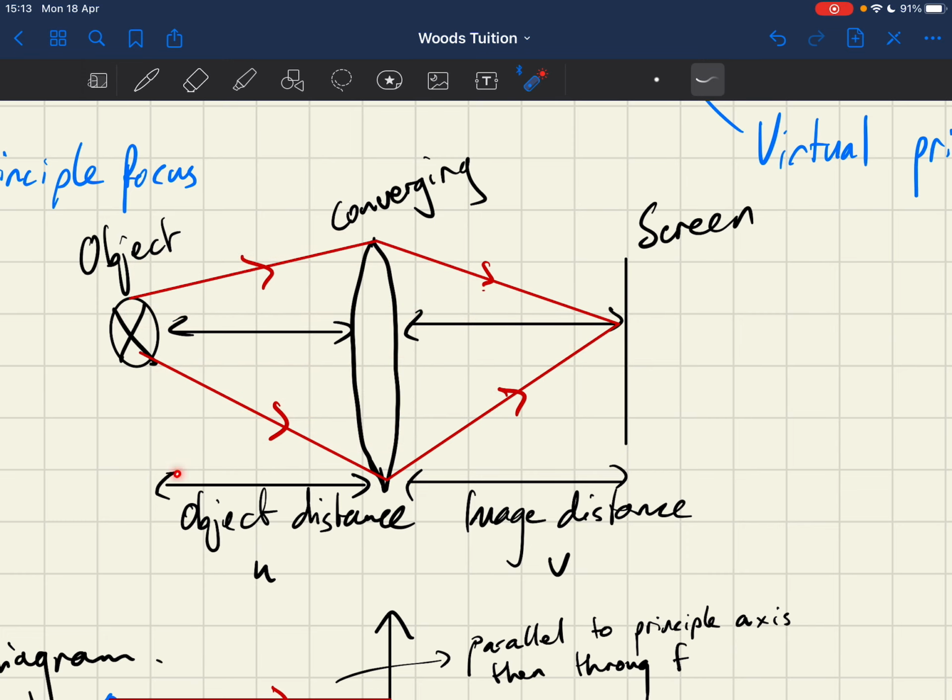Okay, so the distance between the object and the screen is known as U, the object distance, and from the image that will form on the screen to the lens is known as V. I said the distance from the object to the screen. It's obviously the distance from the object to the optical center of the lens.